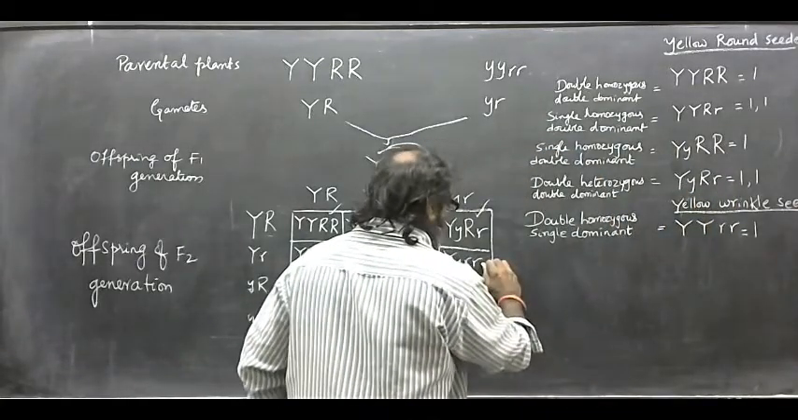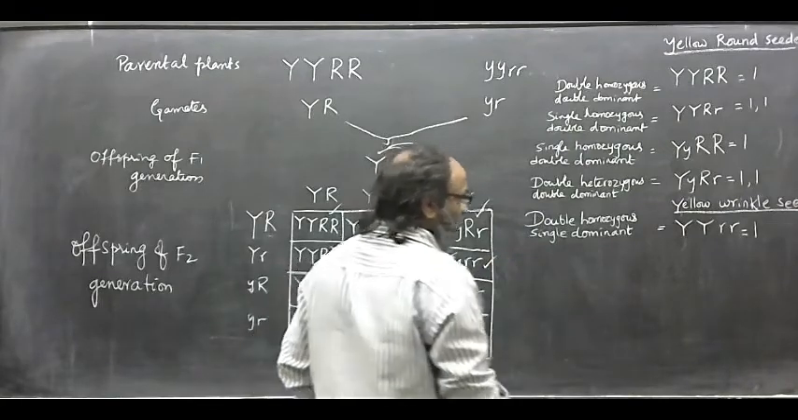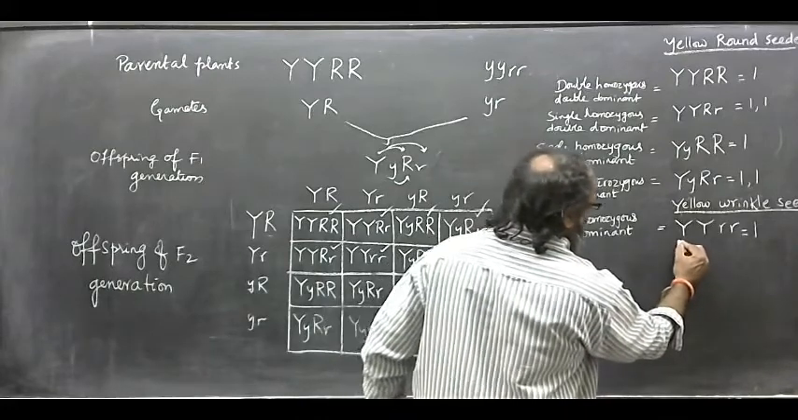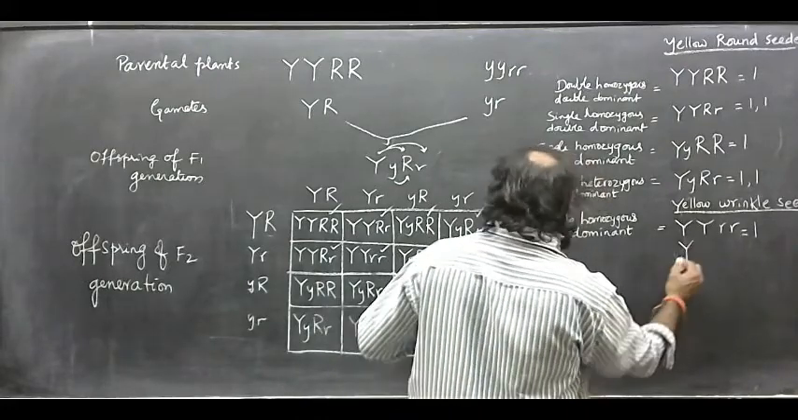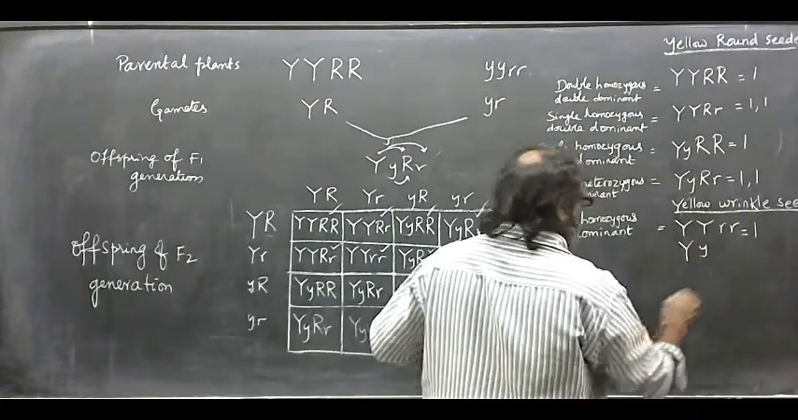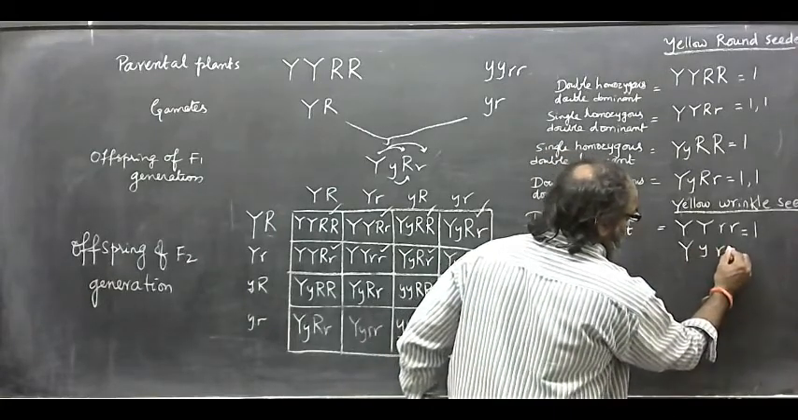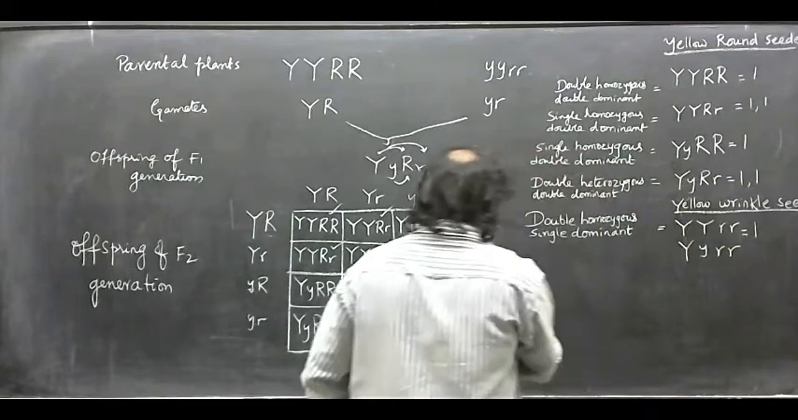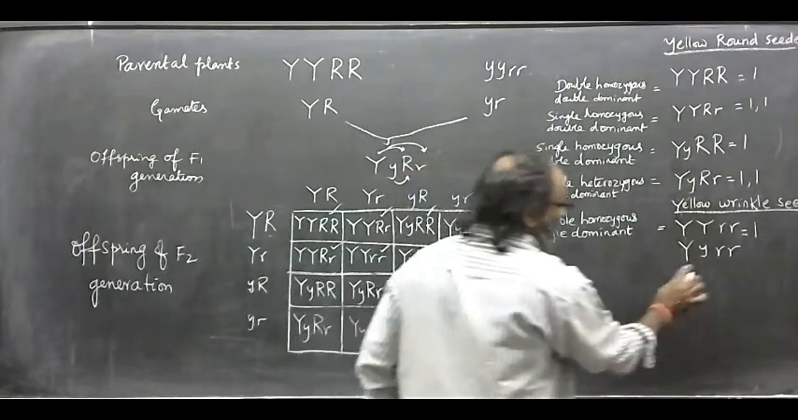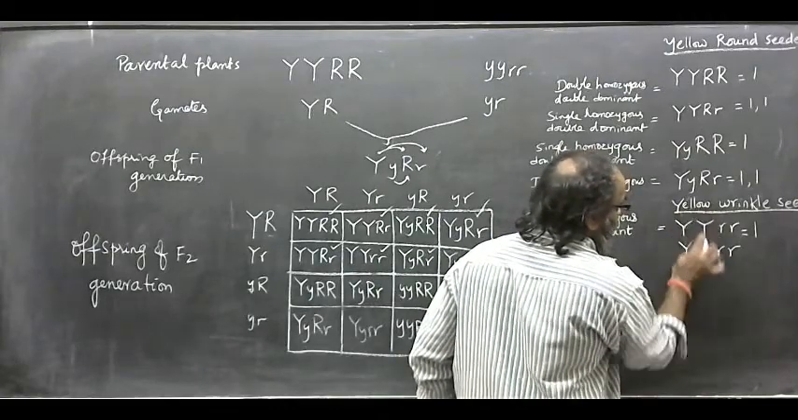Now observe the fourth case. The next case is with the genetic makeup capital Y, small y, small r. Capital Y, small y, small r. It is still yellow wrinkled.